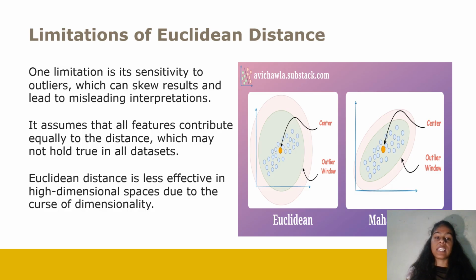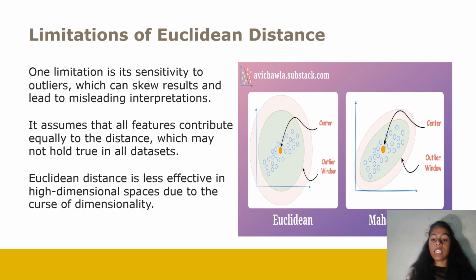Limitations of Euclidean distance. One limitation is its sensitivity to outliers, which can skew results and lead to misleading interpretations. It assumes that all features contribute equally to the distance, which may not hold true in all datasets. Euclidean distance is less effective in high-dimensional space due to the curse of dimensionality.